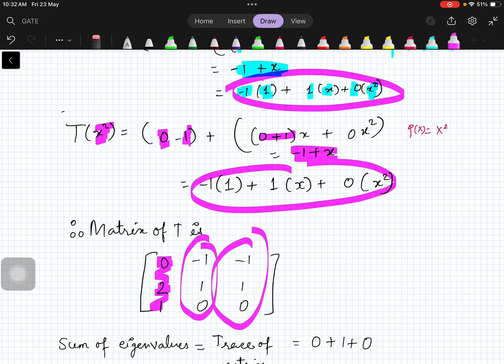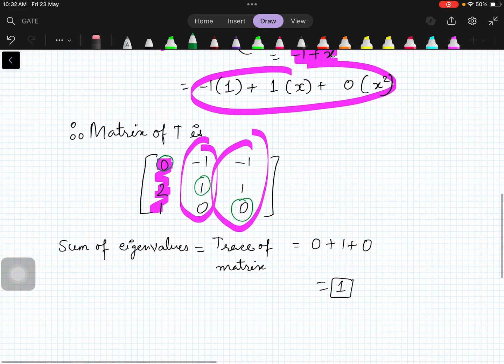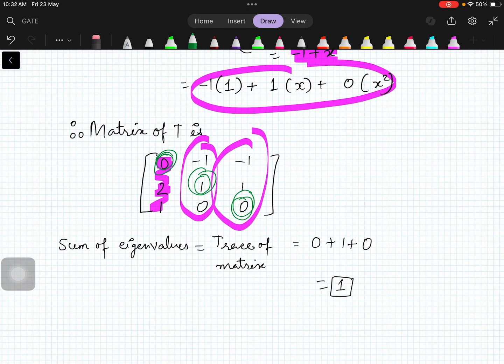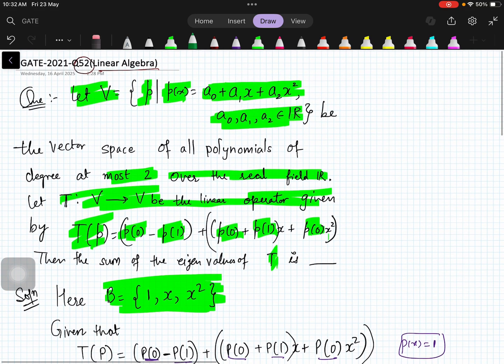Right? Now we know that the sum of the eigenvalues is the trace of the matrix. Trace is the sum of the diagonal elements. So here the diagonal elements are 0, 1 and 0. So that is equal to 0 plus 1 plus 0. So the answer would be 1. So for this question, the answer would be 1.